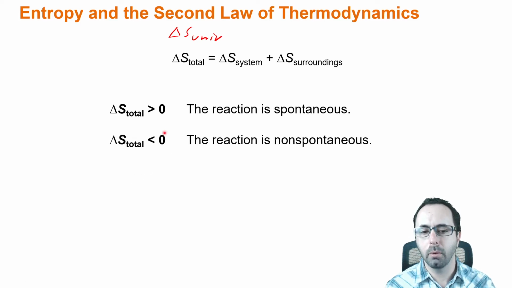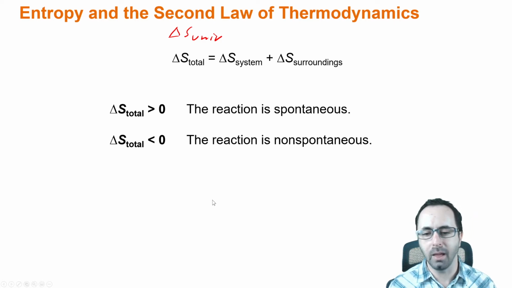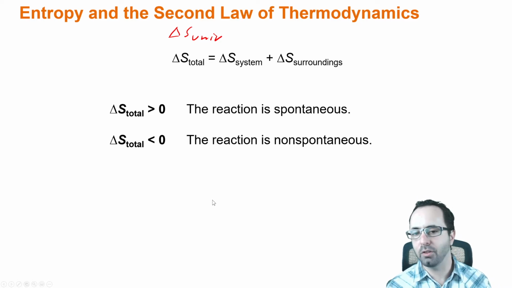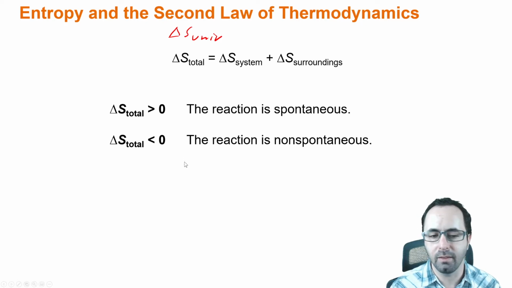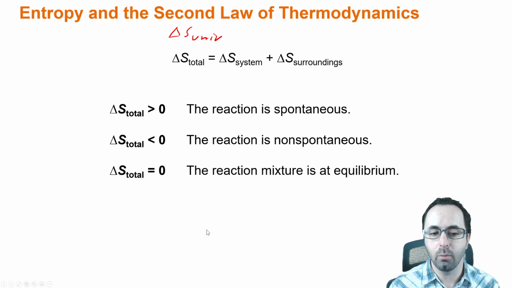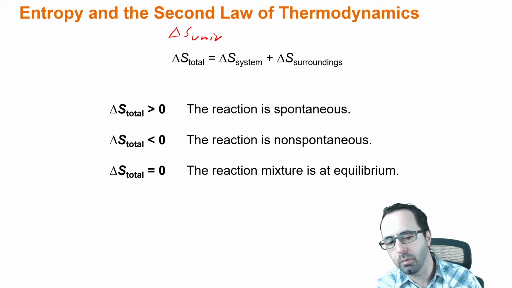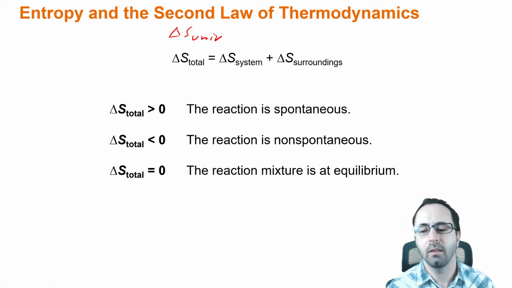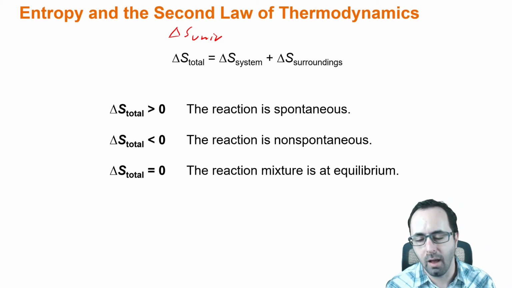If the total entropy of the universe is decreasing, that is a reaction that won't happen on its own. Okay, it will never happen unless you make the entropy of the surroundings increase until the total entropy is greater than 0. So if the total entropy is less than 0 for everything, that's not something that happens. And when change in entropy for a reaction is 0, that's a reaction that's at equilibrium. So it's neither spontaneous nor not spontaneous. It's just not doing anything.